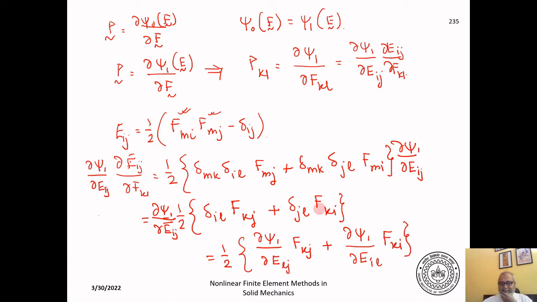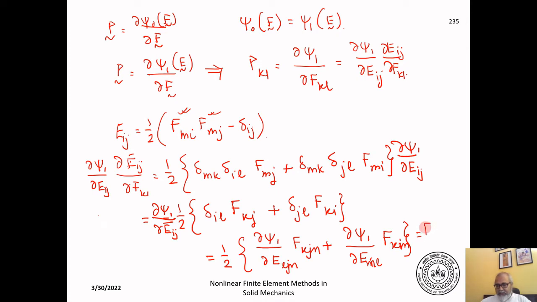Now you can immediately see that these two terms are the same. So j is a repeated index, so I can replace it by m. I can replace this by m. i is a repeated index. I can replace this by m. I can replace this by m as well. And I have two of them. E_ml and E_lm are the same because E is a symmetric matrix.